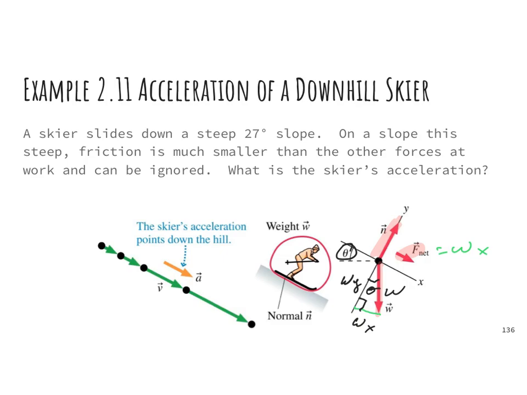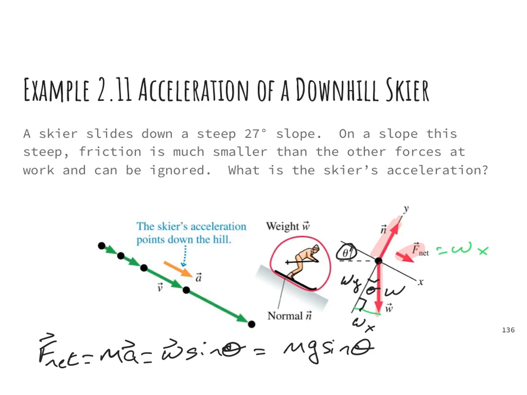So my net force is going to be equal to mass times acceleration, and in this case it's going to be the weight force times the sine of theta. Well, that equals mg sine theta. It's the x component of the weight. So that means I'm saying that ma is mg sine theta. I have mass on both sides, so I can cancel that out, and I get a equals g sine theta.